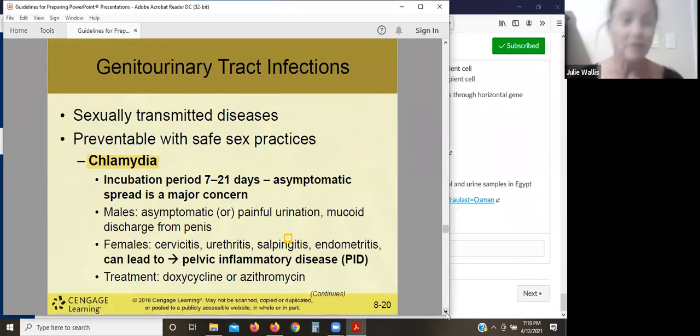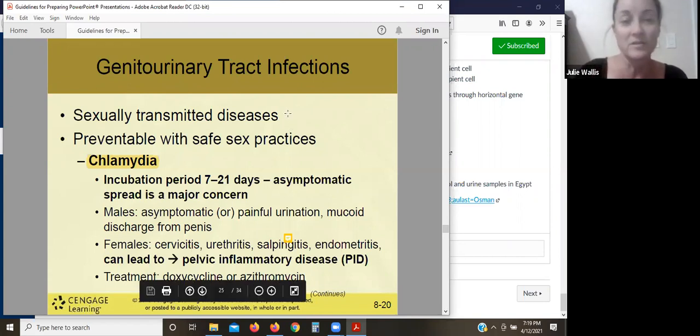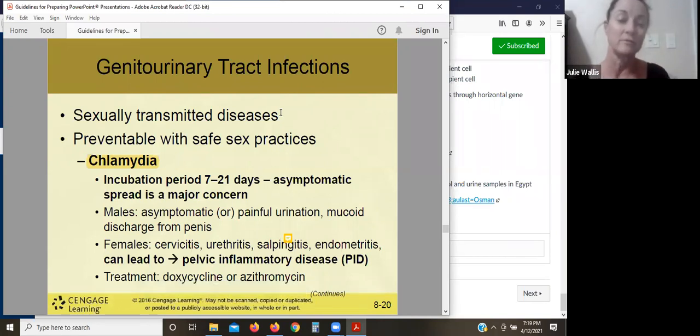Okay, genitourinary tract infections. So these are going to be the STIs or STDs. I do know why they started calling them sexually transmitted infections: the bacterial ones are treatable, curable, and they were trying to reduce the stigma associated with sexually transmitted infections, which I don't think it did.